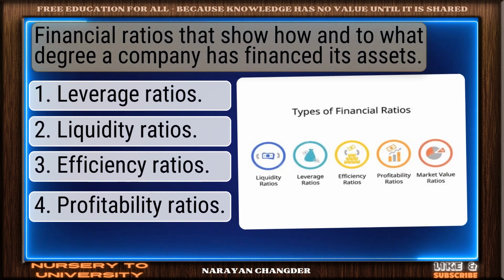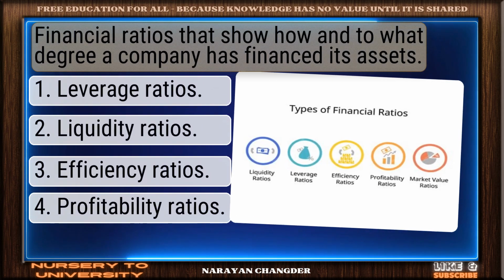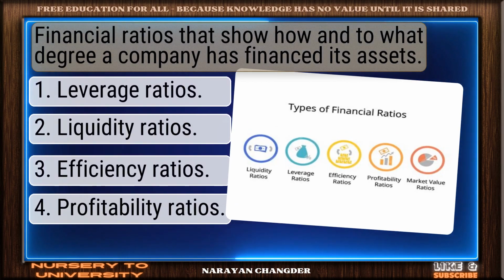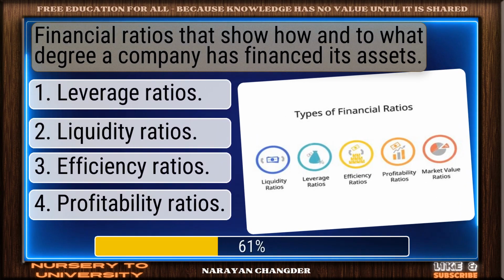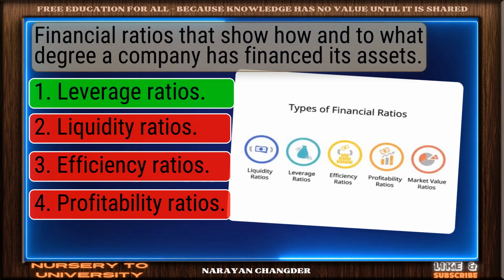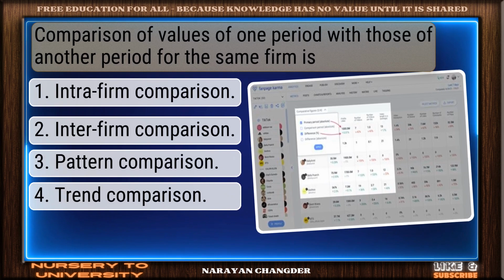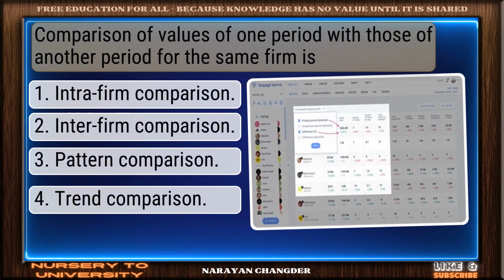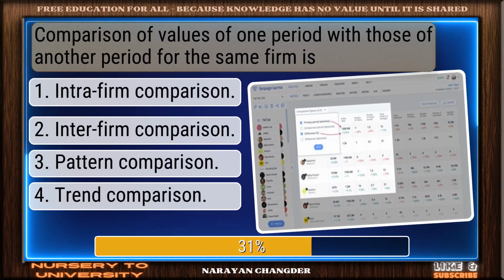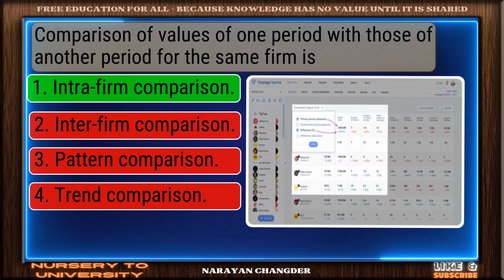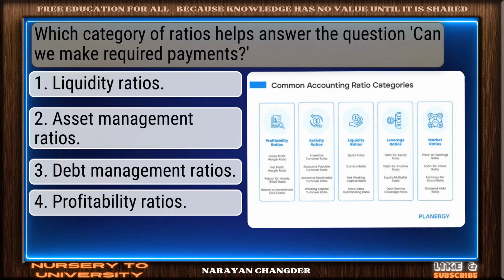Financial ratios that show how and to what degree a company has financed its assets. You chose leverage ratios, and it is correct. Comparison of values of one period with those of another period for the same firm is. Good thinking. Intra-firm comparison is the right answer.